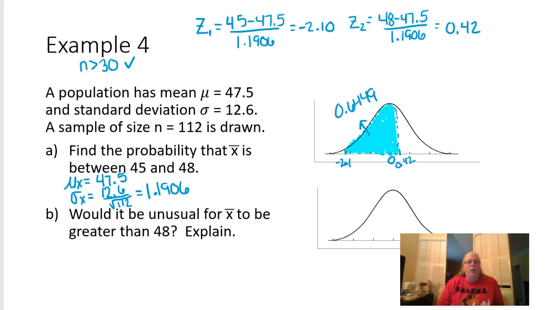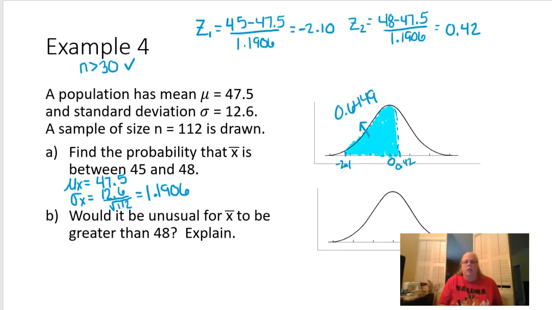Okay, part B. Would it be unusual for x bar to be greater than 48? Well, let's see. We need to know, 48 had the z-score of 0.42. The 0 is right here. 0.42 is going to be right here. And greater than that is going to be all of this area right in here.